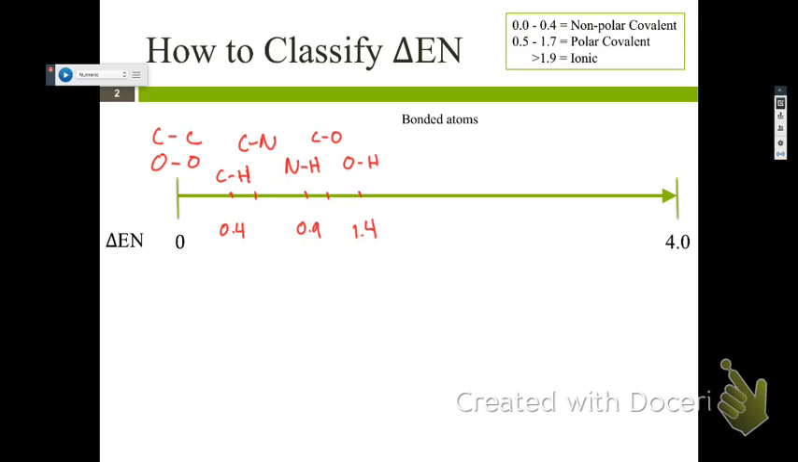What is it? 2.1. Sodium chloride. What would sodium fluoride be? Say again? 3.1. What about cesium fluoride? 3.3. All right. I just wanted to have a couple values out on the far right side.